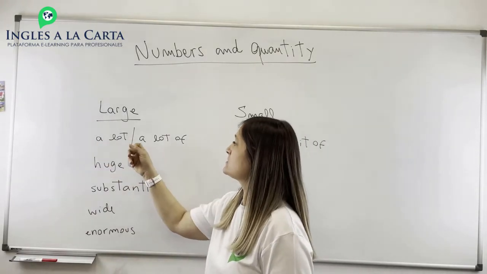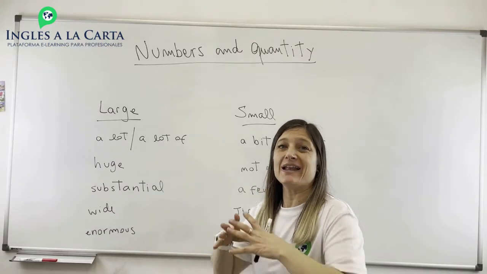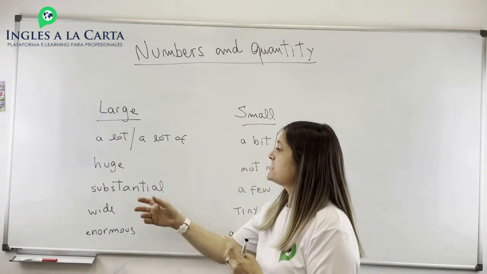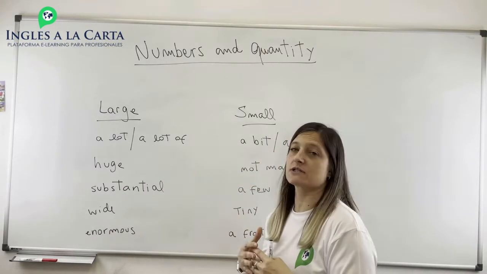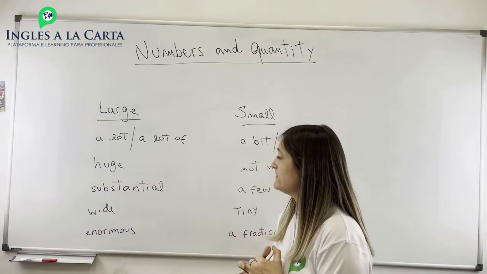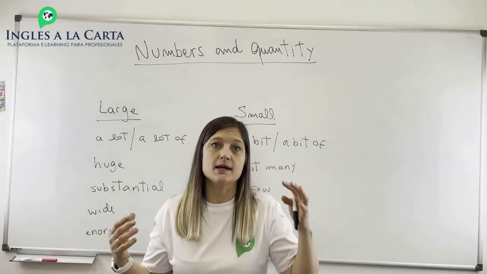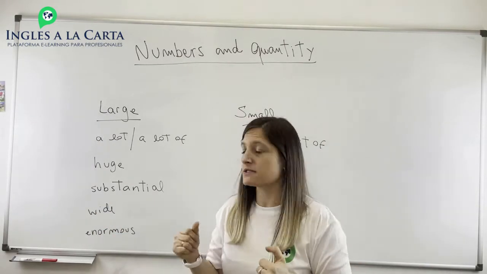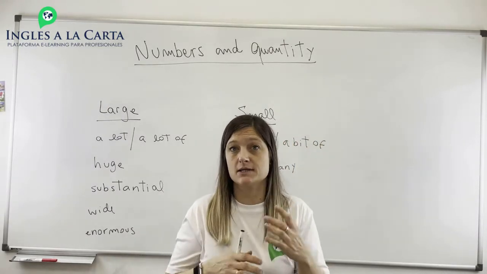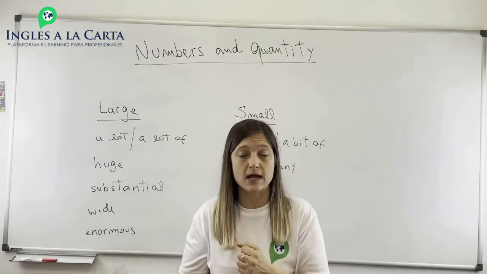We have a lot or a lot of. For example, on my website, you have a lot of information. Huge, substantial, you can say substantial problems, wide, enormous. Then we have millions, could be another one, millions of papers. And then we have a mountain of paperwork. As you can see, some of them are countable and some of them are not. We're going to talk about that afterwards.